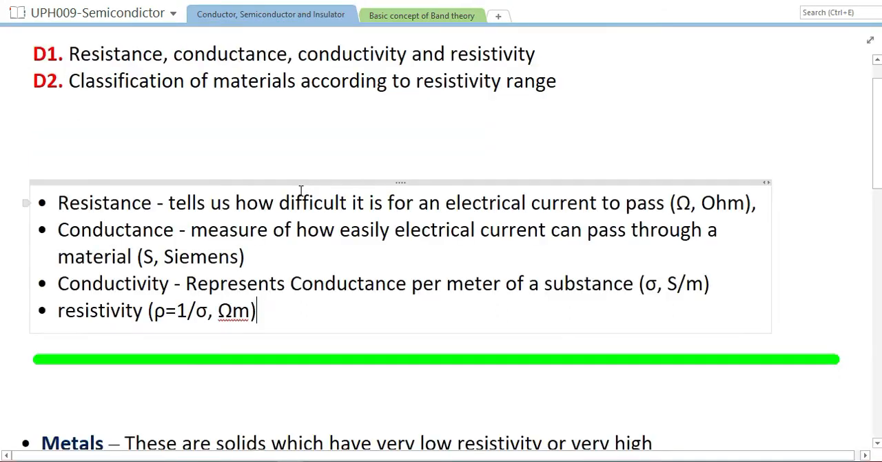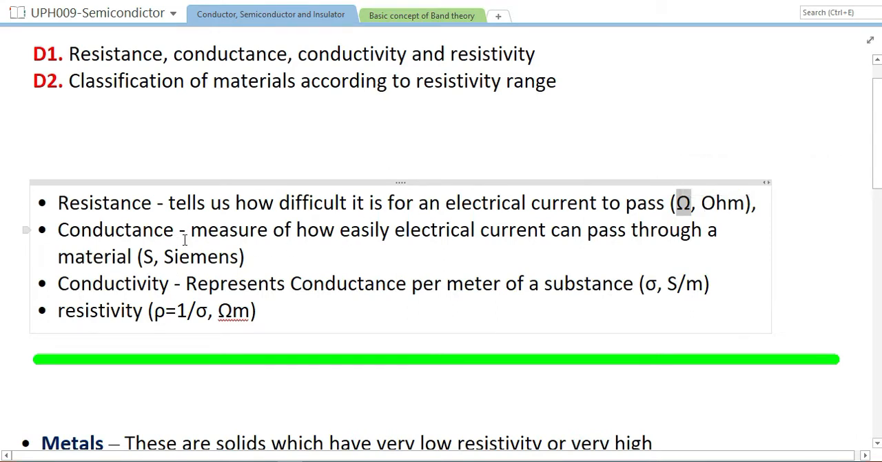So first, let us start with the very basic, which is what is a resistance. Resistance is a property of a material which determines how difficult it is for current to flow through a material. So high resistance means it's more difficult compared to a material having low resistance. The unit for the resistance is ohm. So resistance is measured in terms of ohm, and the symbol for that is this capital omega.